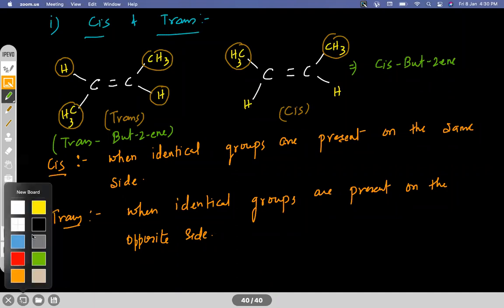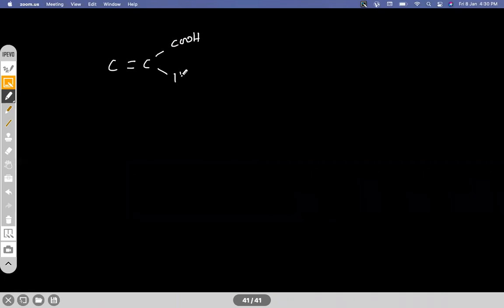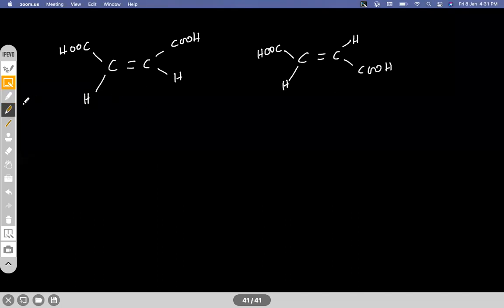Like another example, you see. We have a carbon-carbon double bond with COOH and H. Suppose we have this, and another one in which both COOH are present on the opposite side, with COOH and H. So the first one is obviously cis, and this is trans.